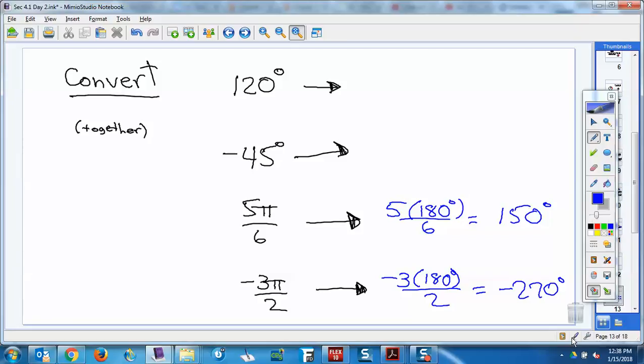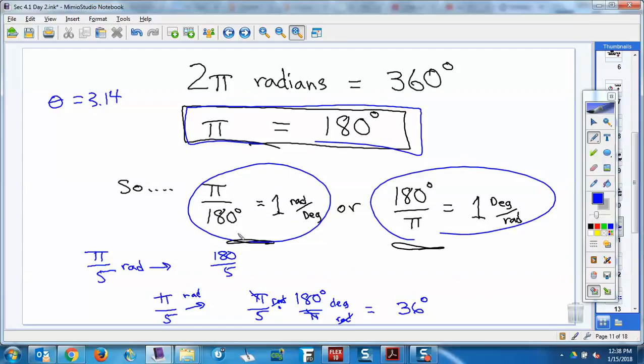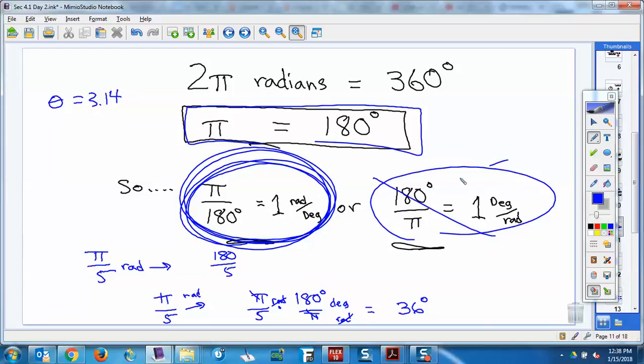All right, now what about these? Well, these are a little trickier. Here's where you probably want to remember this one. This is why I'd like to not do this one.